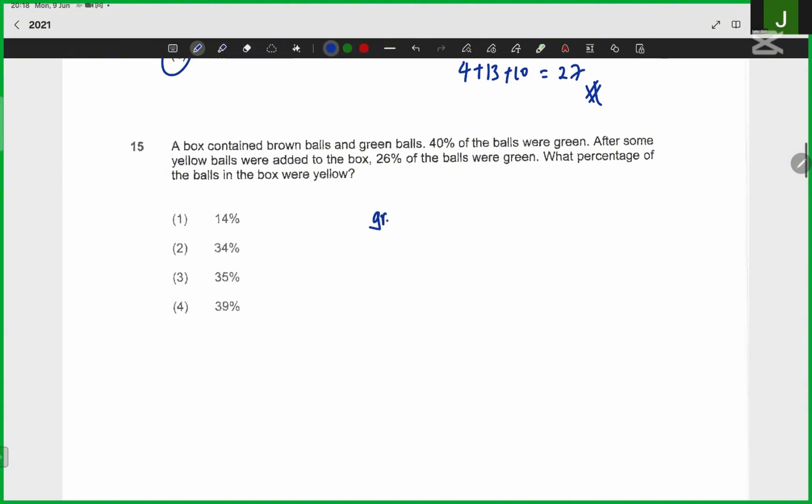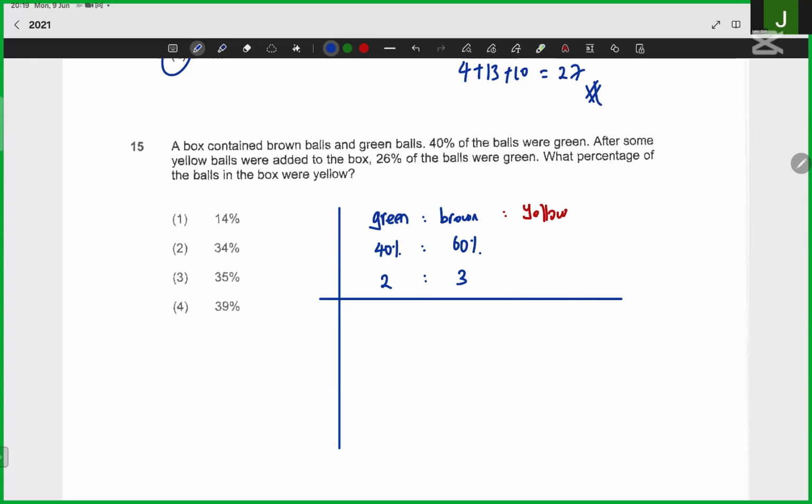Okay, so green, brown. At first it only had these two colors. 40% were green, so that means 60% must be brown, because the total must be 100%. I can simplify this ratio into 2:3, right? So 2 units of green, 3 units of brown. That's it. Now what happened? We added in another color called yellow. Some yellow were added in. So this is before, right? Yellow changes, but here no change, here no change.